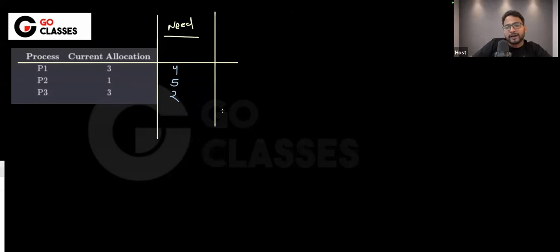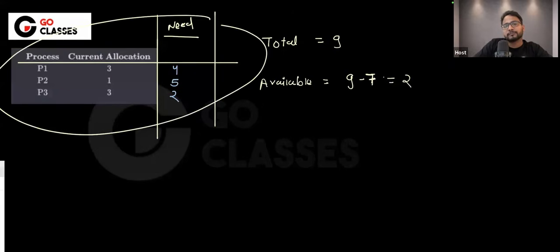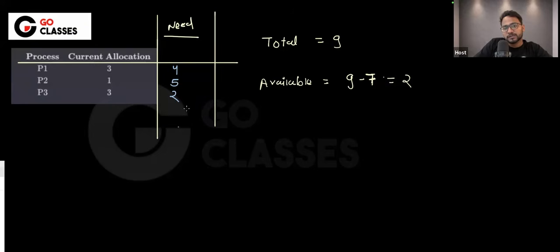Now, total resources are 9. So how many available? 9 minus 3 plus 3 plus 1, which means 9 minus 7. 2 are available. Now, out of this 2, can you fulfill anyone's need? Yes, you can fulfill P3's need, right? So you can say that P3's need you can fulfill.